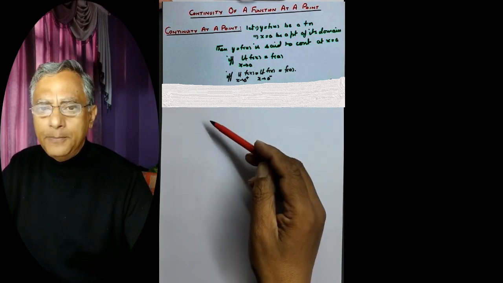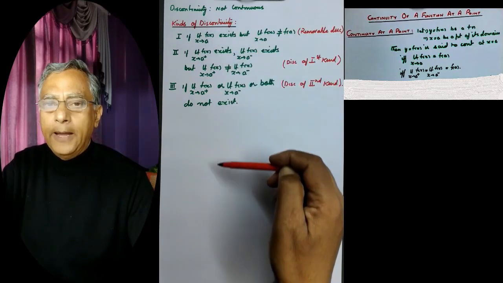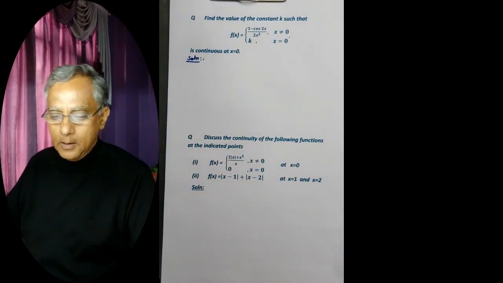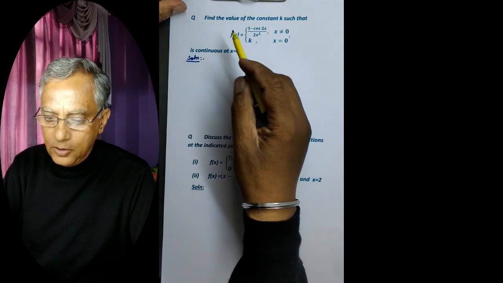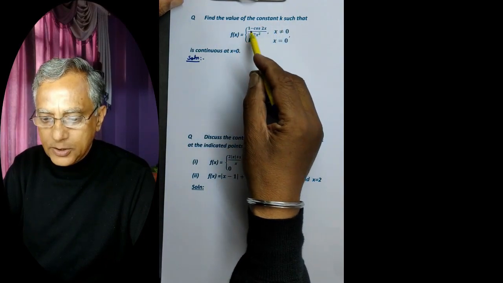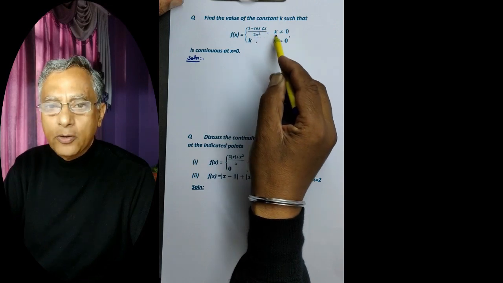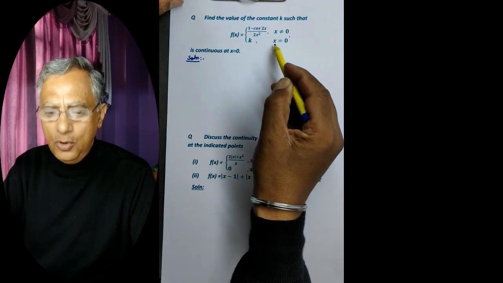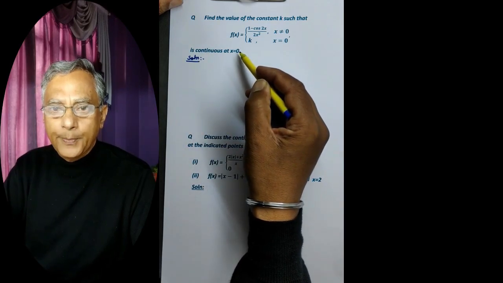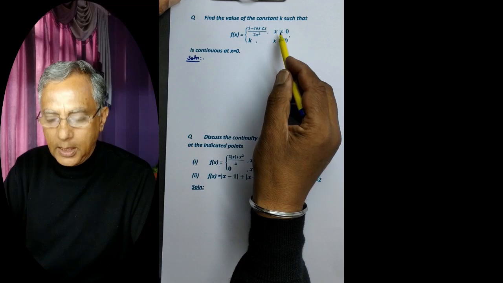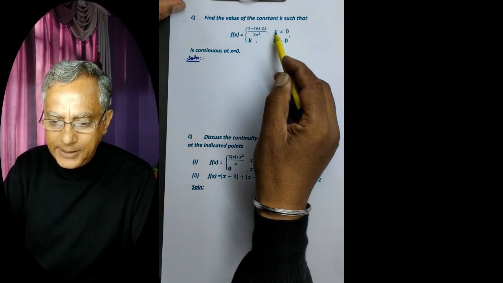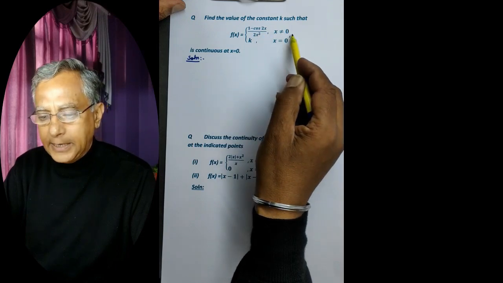Now we take up some problems based upon what we have discussed for continuity. First question is, find the value of the constant k such that f(x) is equal to (1 minus cos 2x) over 2x square if x is not equal to 0, and k if x equal to 0, is continuous at x equal to 0.